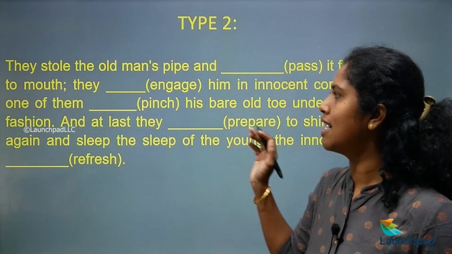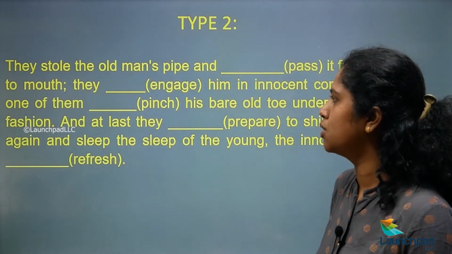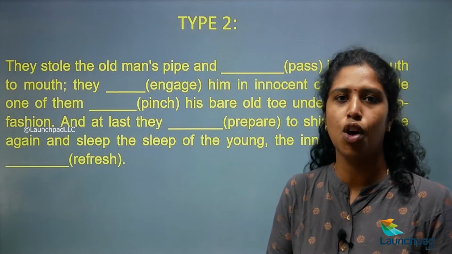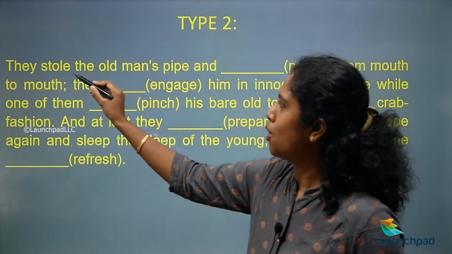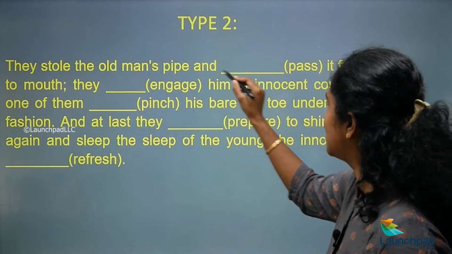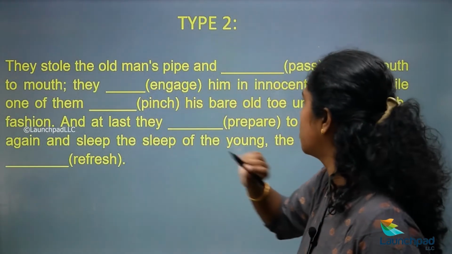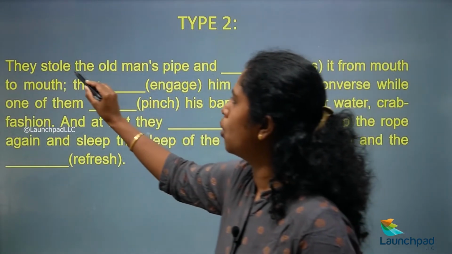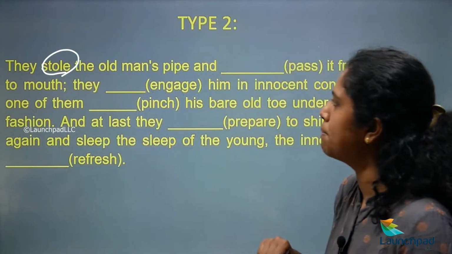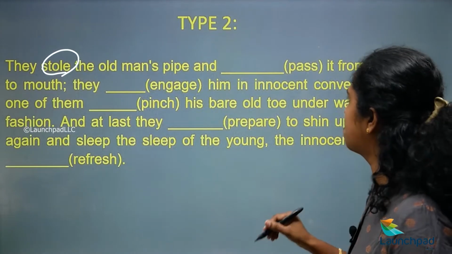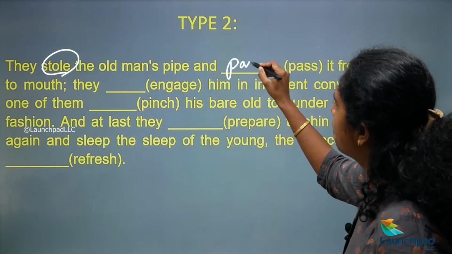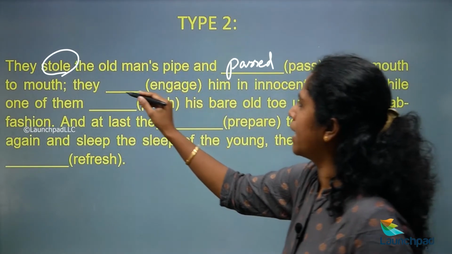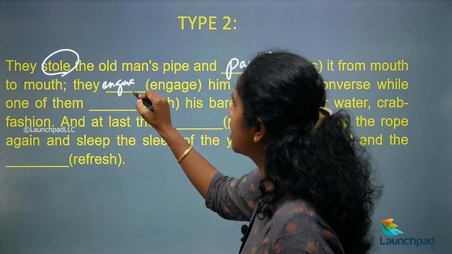This is our type 2. Like I told you, the word will be given and you need to choose the appropriate form of the word. They stole the old man's pipe and passed it from mouth to mouth. Stole, the verb, is in simple past. They engaged him. The word engage is given.